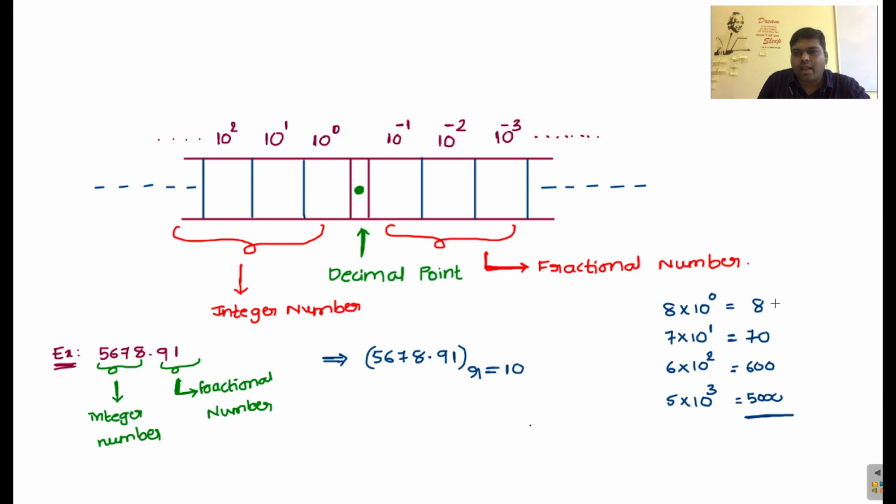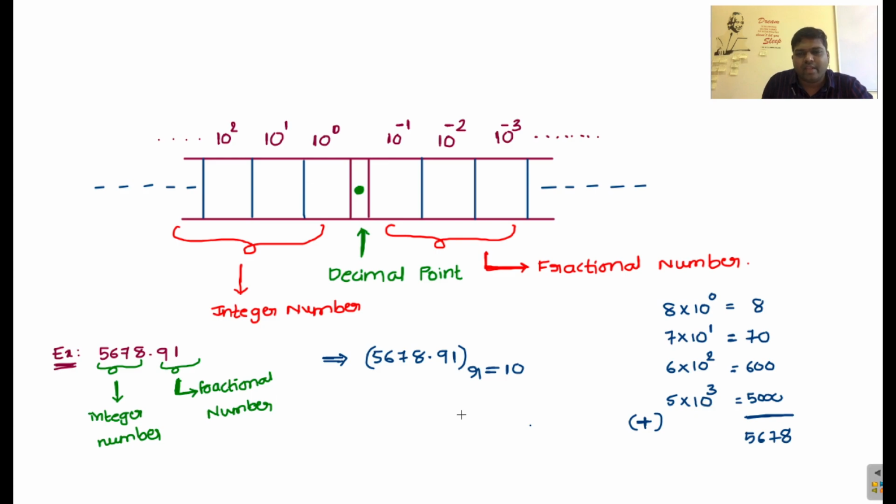Finally, add all these things, that means the sum of place values and digit values. These all are place values. 8 into 10 power 0 is a place value product, and 7 into 10 power 1 is the second, then the third and fourth place values. You can add all these place values, then what you will get? 5678. This is the integer part, completely the integer part. In the same way you can apply it to the fractional portion also.